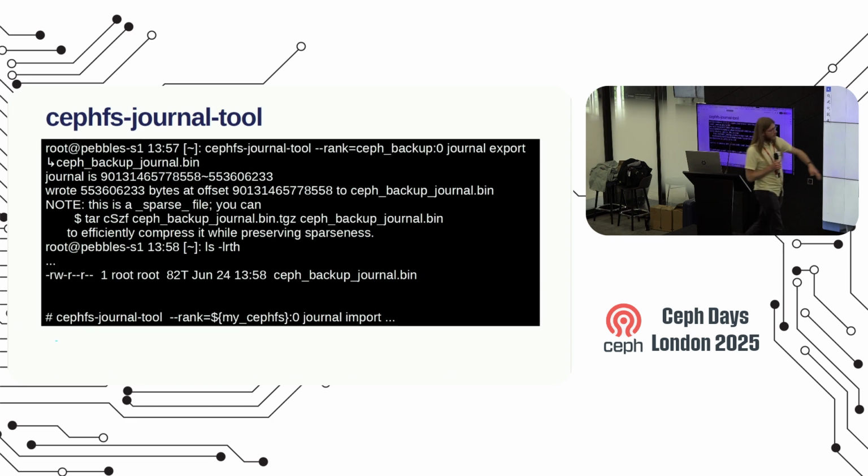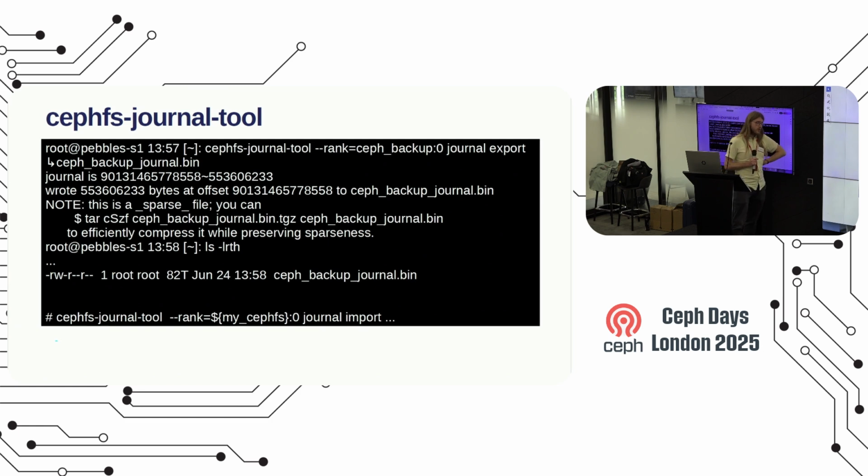So in order to do that, you're going to have this --rank option, which has the syntax of file system:rank. So for our system, it's cephfs:0. And once you've exported your journal, you're going to end up with this sparse file. So for example, our one claims to be 82 terabytes, but it's sparse, so it's not actually storing that on disk, thankfully. This is probably going to take a bit of time to write if you actually haven't flushed your journal to the backing store for a while. So just bear that in mind.